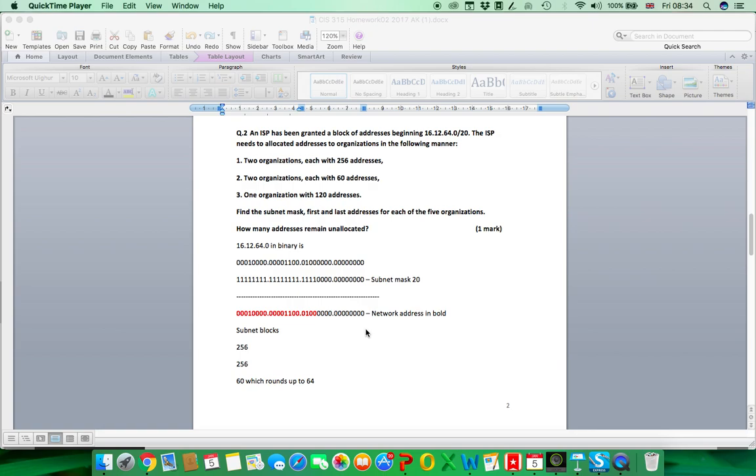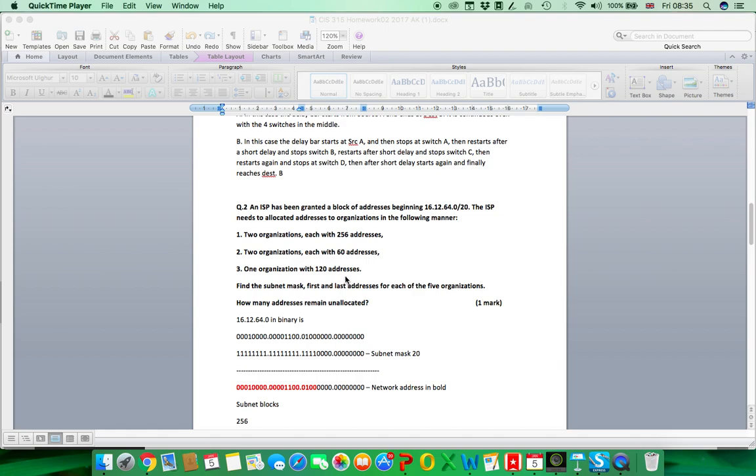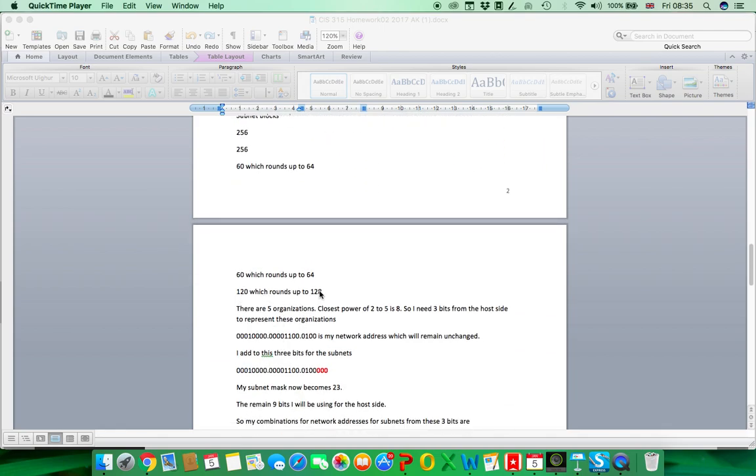Now let's look at our subnet blocks. You're having 256, 256. Then you're having 60. Now we know that we cannot take 60 as it is. We have to round up to the nearest power of 2, which is 64. Okay, so you have 2 64s, and then you have the fifth one, which is 120. You're rounding it up to 128.